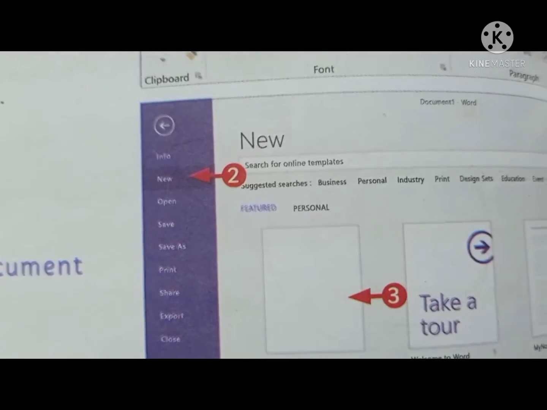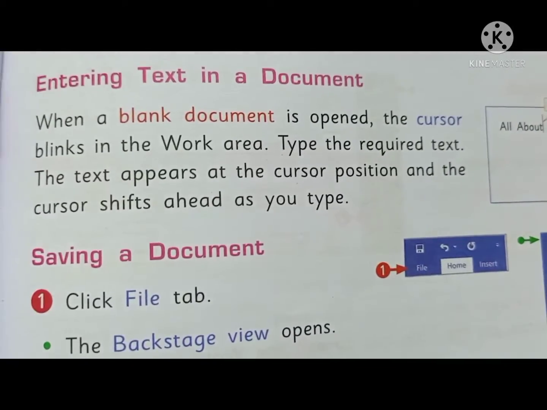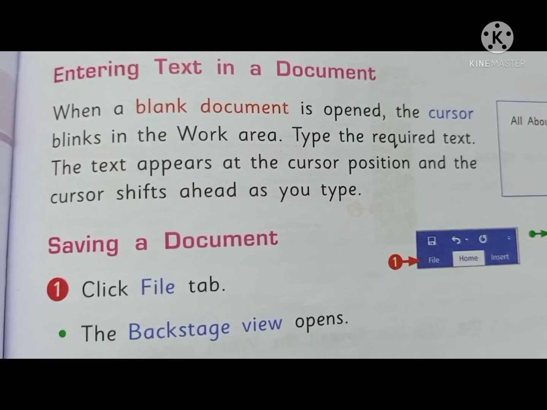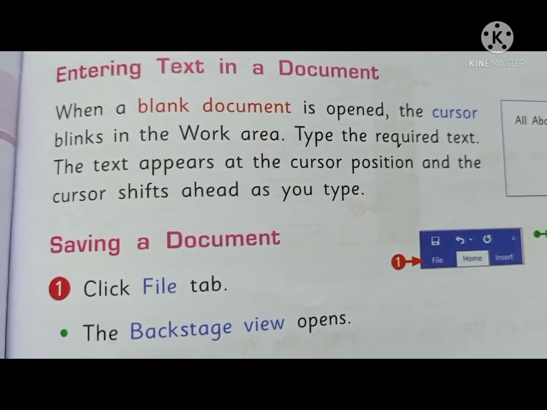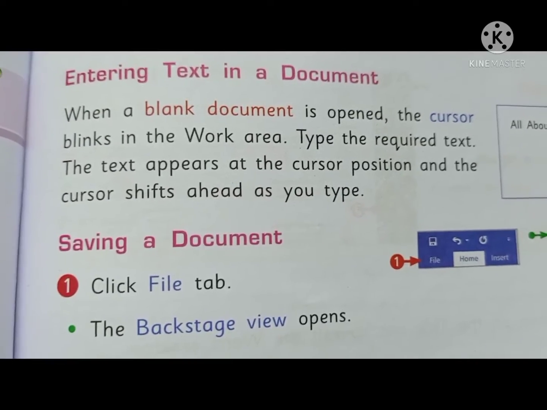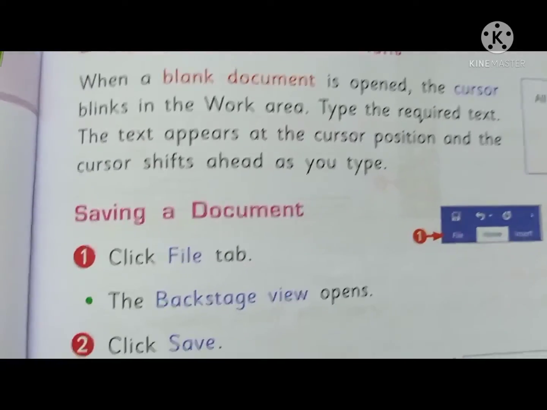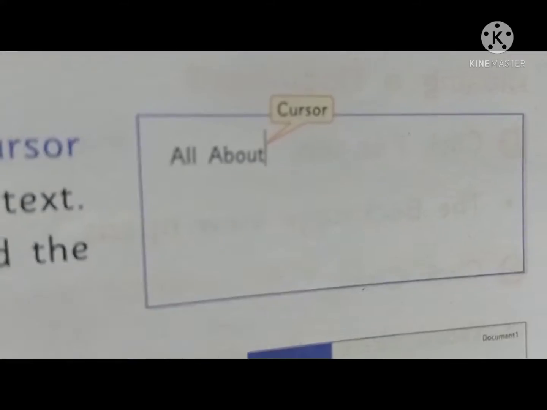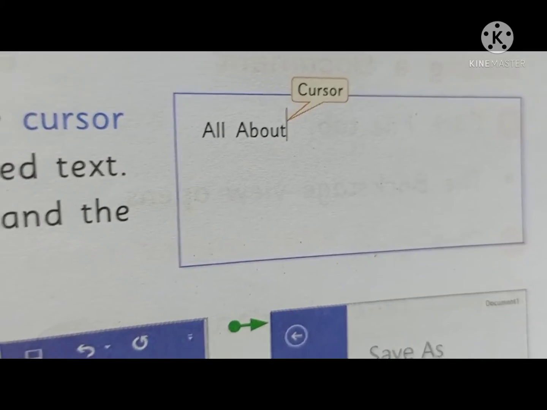Next is entering text in a document. When a blank document is open, the cursor blinks in the work area. You can see a small line blinking in your blank document. That means you can start typing. It will be in the correct position where you can start typing. This is the small cursor, and you can start typing.